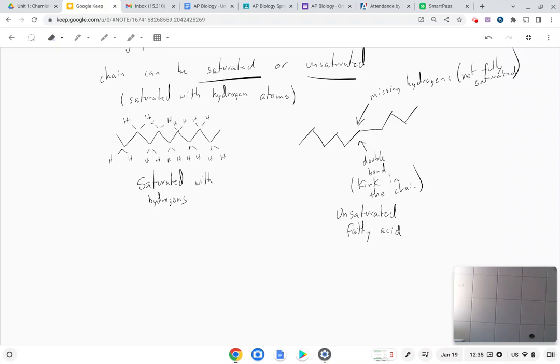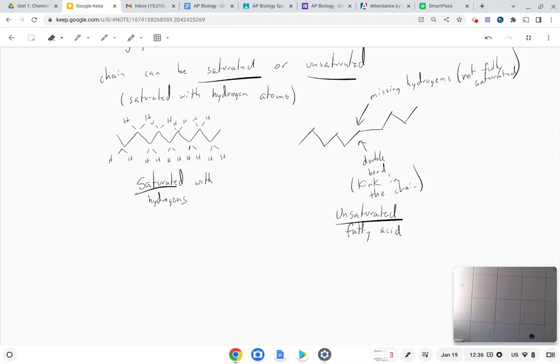All right, why do we care? Why do we care if there's a bend in the chain or not? Well, it actually has a big impact on your health. Saturated fats tend to be much more sticky, solid, greasy. I usually think of butter, bacon grease. They're all solids at room temperature. But the unsaturated fats are liquid. I think of vegetable oil, olive oil. But we'll look at that in a second. Now you understand the difference between a saturated fatty acid and an unsaturated fatty acid.